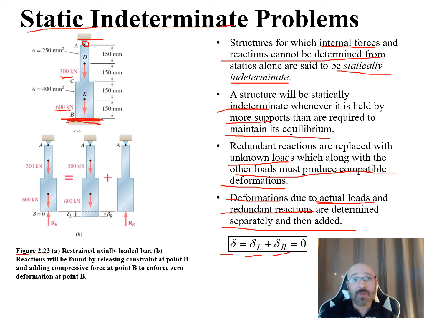So the total deformation right here is equal to the deformations from the actual loads plus the deformations from the redundant loads, and these are going to be equal to 0. So we can see in diagram A up here at the top, we have this restrained axially loaded bar. In part B, the reactions are found by releasing the constraint down here at point B. So you can see we release it right at point B, to enforce this 0 deformation at point B according to this relationship.